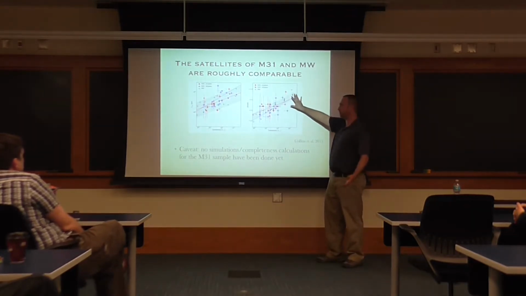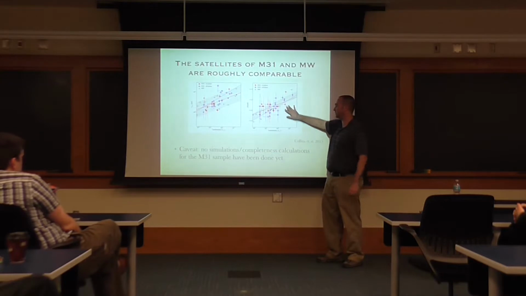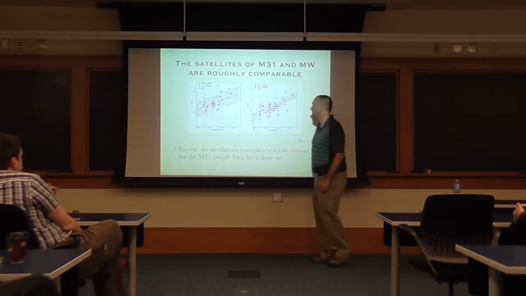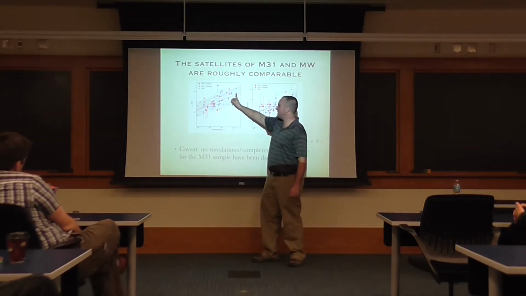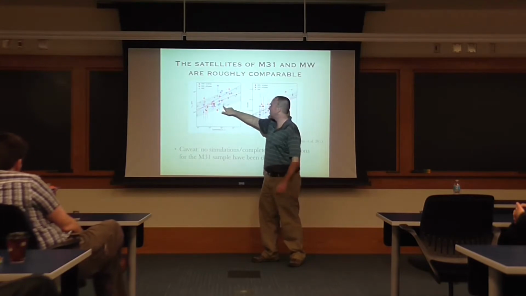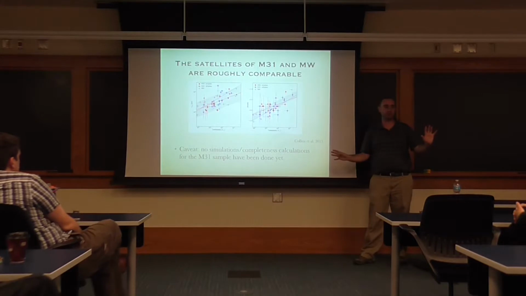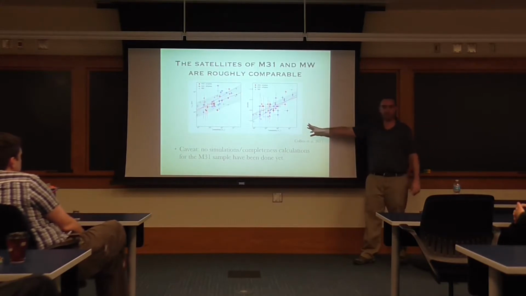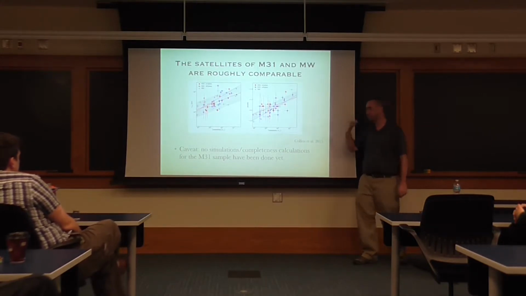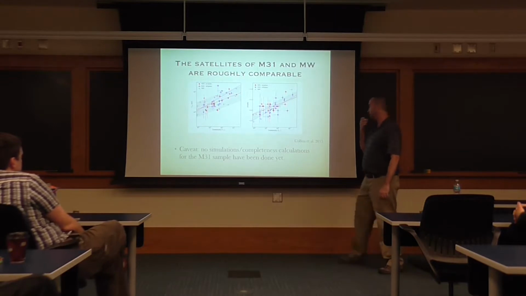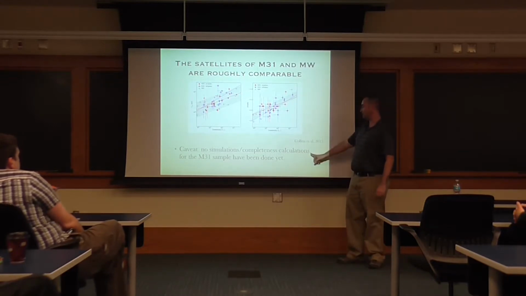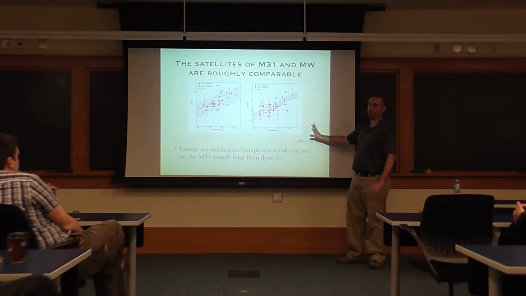Actually, you can measure them via spectroscopy for the M31 satellites. The red and blue dots here are M31 satellites, and the little triangles are Milky Way. The point is they're hard to distinguish from each other. Obviously the error bars are bigger for M31 because they're farther away. One thing I have to say is that there have been no simulations or completeness calculations yet for the M31 sample.